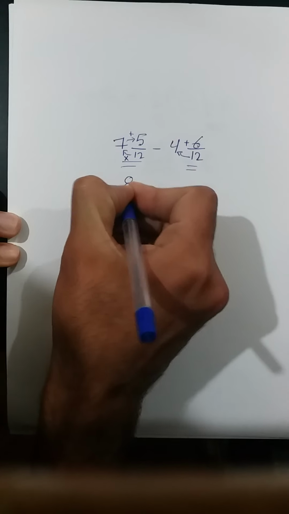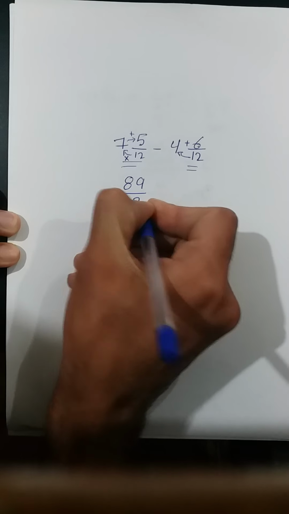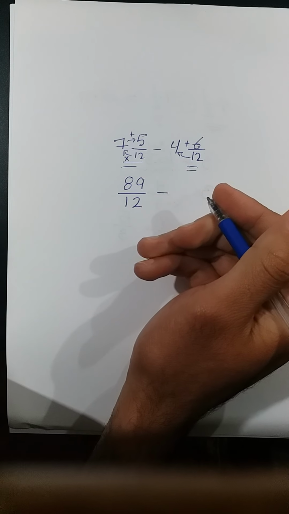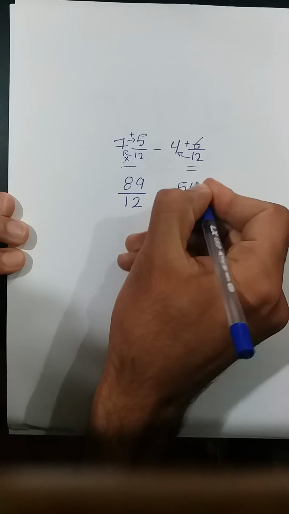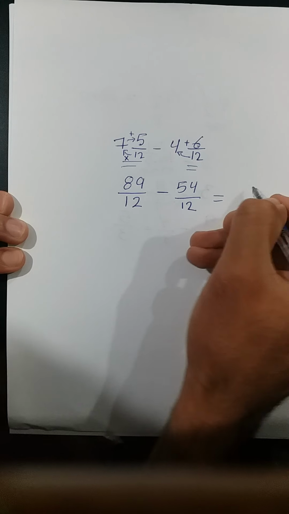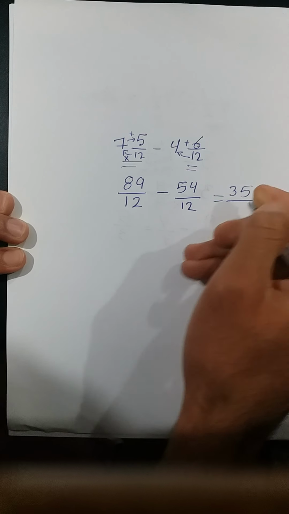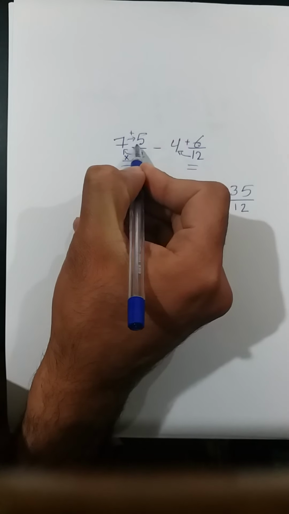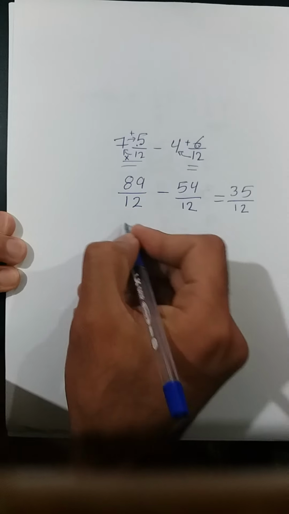12 times 7, that will give me 84. 84 plus 5, 89 over the same denominator, which is 12, minus 12 times 4, 48, plus 6, 54 over the same denominator, which is 12. 89 minus 54 will give me 35 over 12. And this is my answer. Here, I cannot minus when the fraction here is less than the fraction here. Let's go to 4.